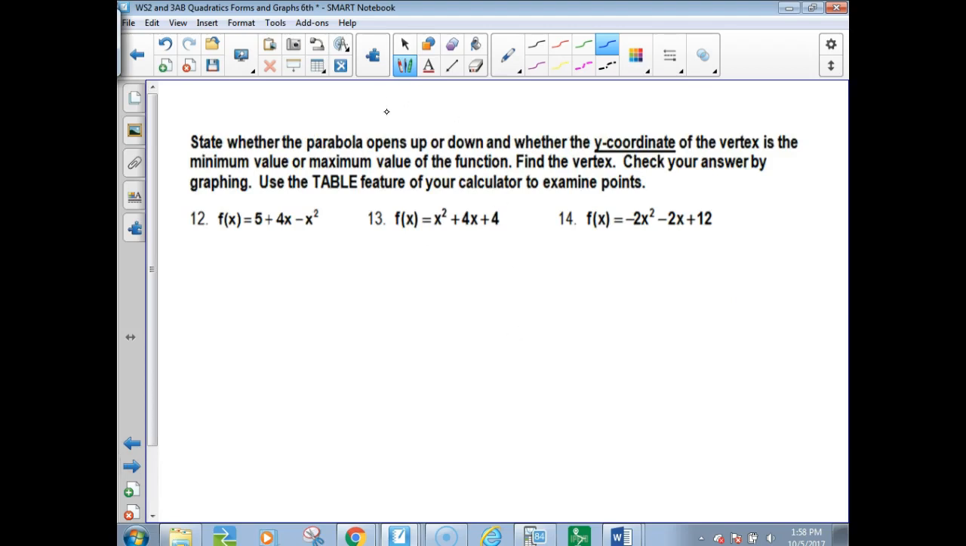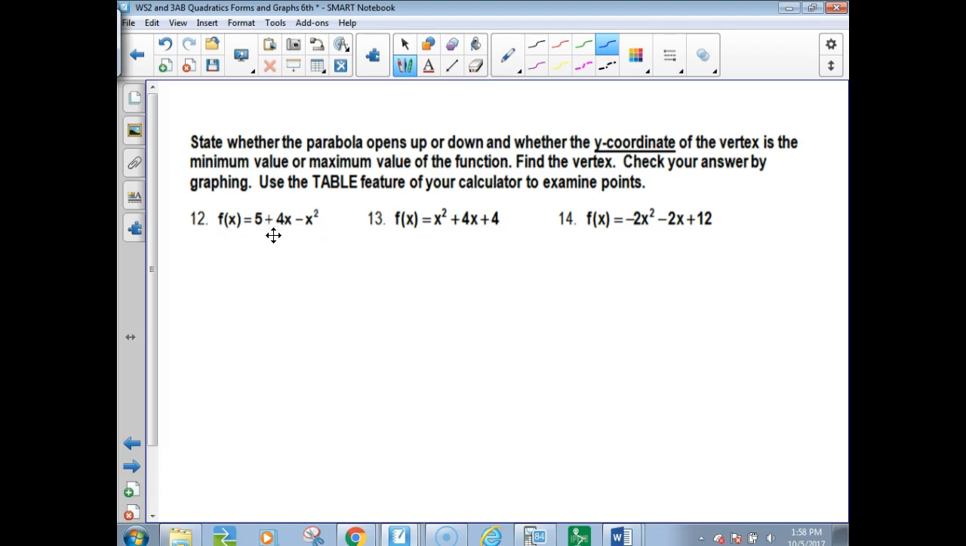Now, we're going to look at these parabolas and state whether the parabola opens up or down, whether the y-coordinate of the vertex is a minimum or a maximum value of the function, and find the vertex. Check your answer by graphing. Use the table feature of your calculator. I'm not going to do much with the calculator. I'm going to simply look at this and determine it. I'll look at one of them, and then after that, it does not work for all of them because sometimes your vertex is not integers. It's not like whole numbers, so I'll explain why after we look at the calculator once.